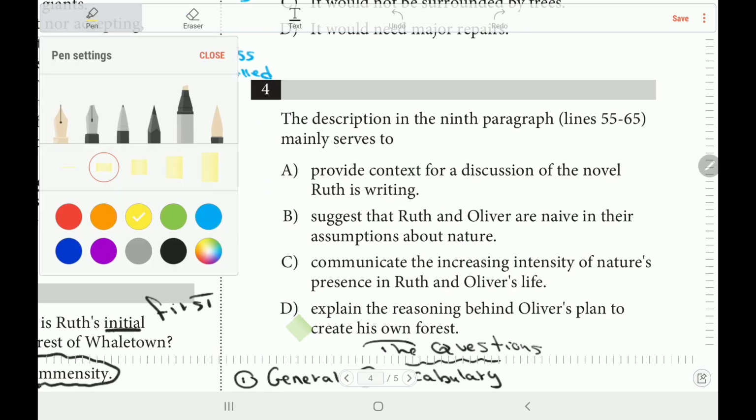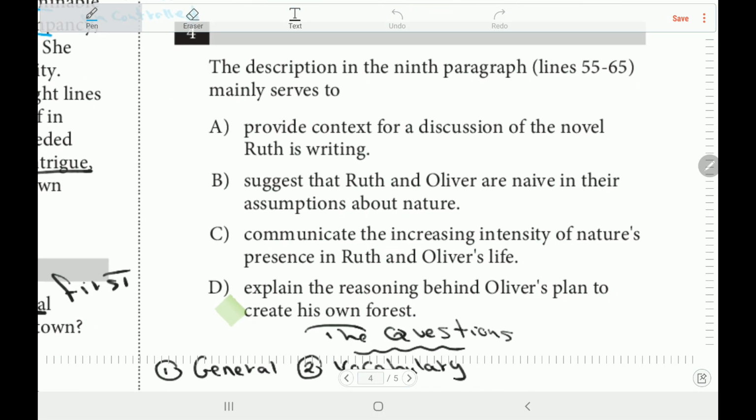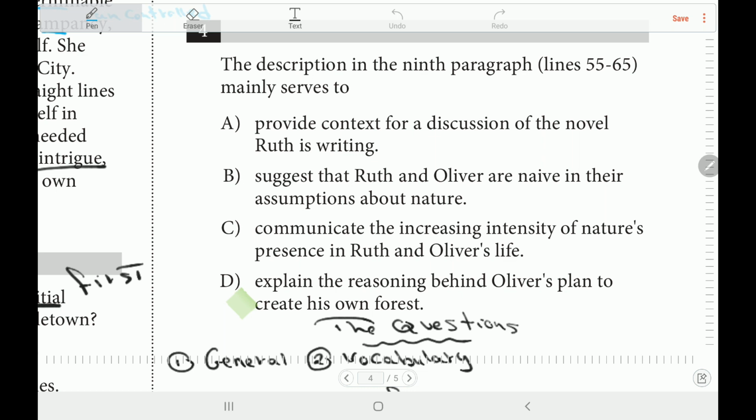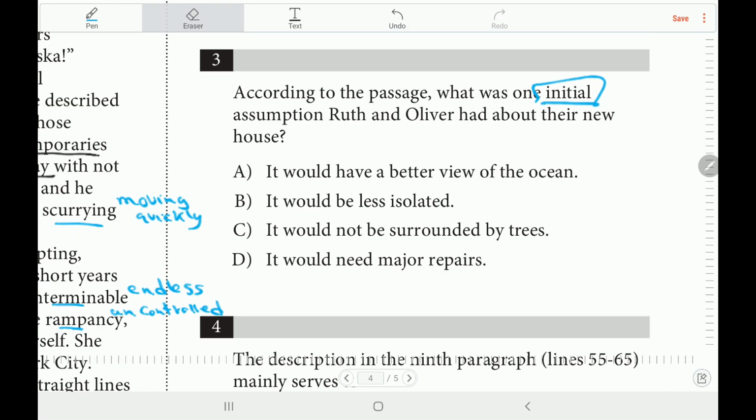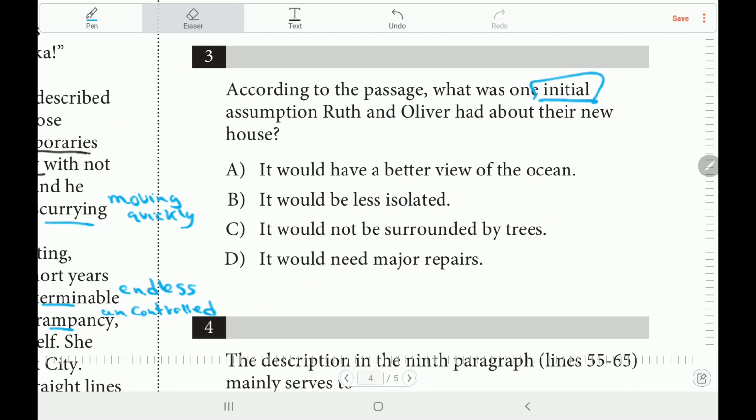So, the answer is, let's see the answers. Okay, provide context for a discussion of the novel. Is Ruth writing? Nothing about that. Suggest that Ruth and Oliver are naive in their assumptions about nature. That's not true. Okay, I'm sorry, I missed the question. Question 3. So again, the initial assumption. It would have a better view of the ocean. Yeah, that is the correct answer. Better view of the ocean.